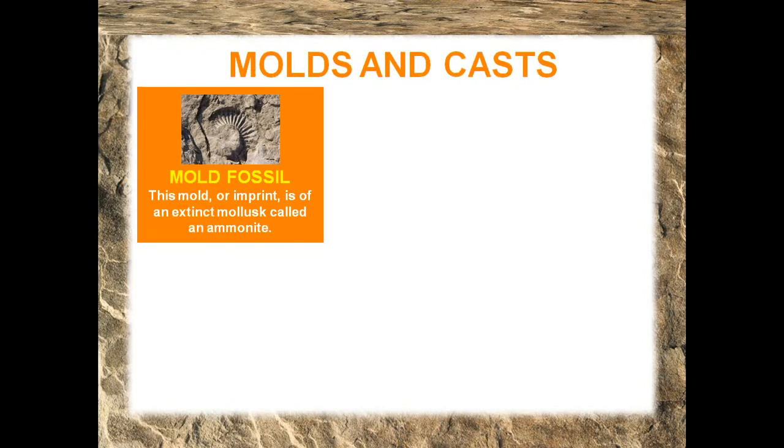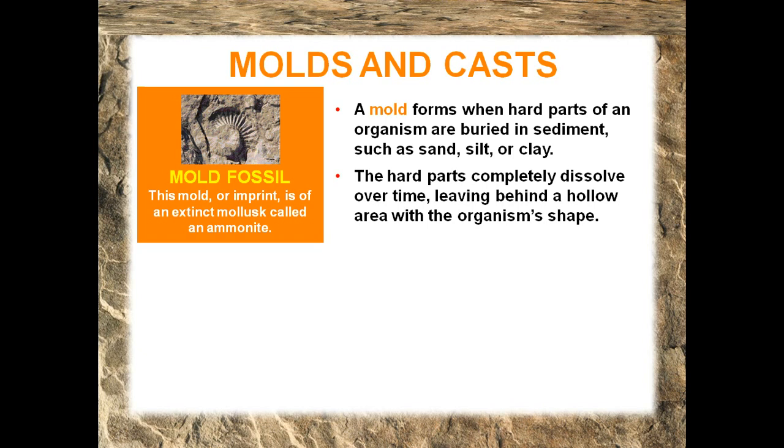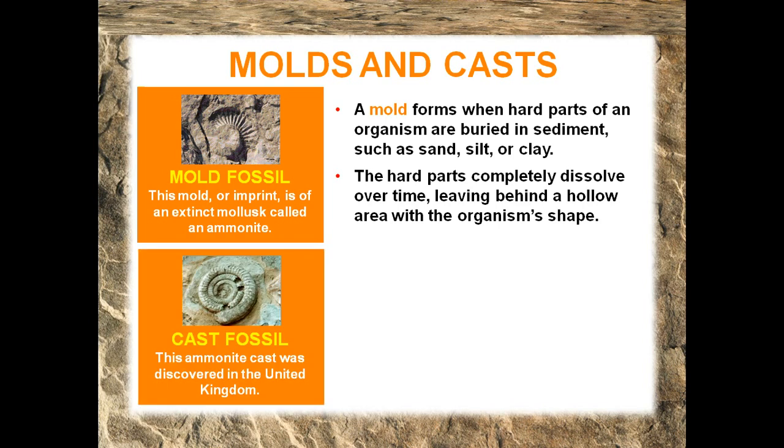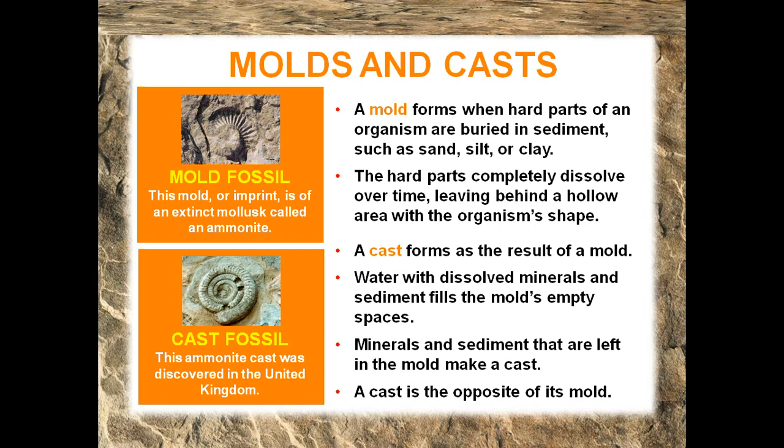Molds and casts. This mold or imprint is of an extinct mollusk called an ammonite. A mold forms when hard parts of an organism are buried in sediment such as sand, silt, or clay. The hard parts completely dissolve over time, leaving behind a hollow area with the organism's shape. Cast fossil. This ammonite cast was discovered in the United Kingdom. A cast forms as a result of a mold. Water with dissolved minerals and sediments fill the mold's empty spaces. Minerals and sediment that are left in the mold make a cast. A cast is the opposite of its mold.